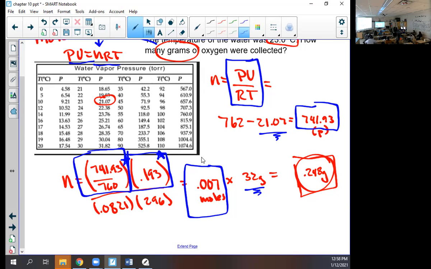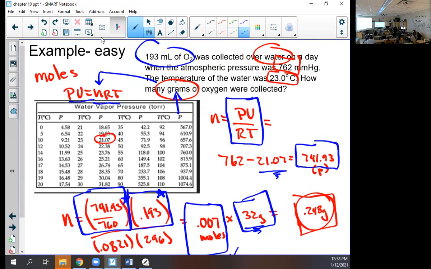All right, we do all this and we got 0.007 moles. And on the exam, kids will do this and they'll leave it. And that's sad. I love you, but you're dumb. All right, that's moles. It's asking you for grams. So the last step, once again, is to multiply by 32 and we get 0.248 grams. Okay, now that's not bad. Hopefully, this is an easy one.